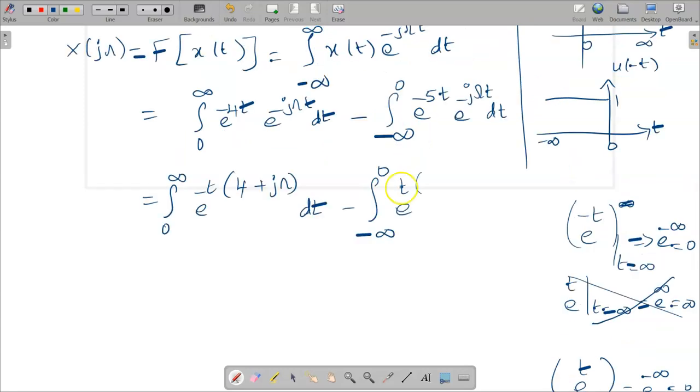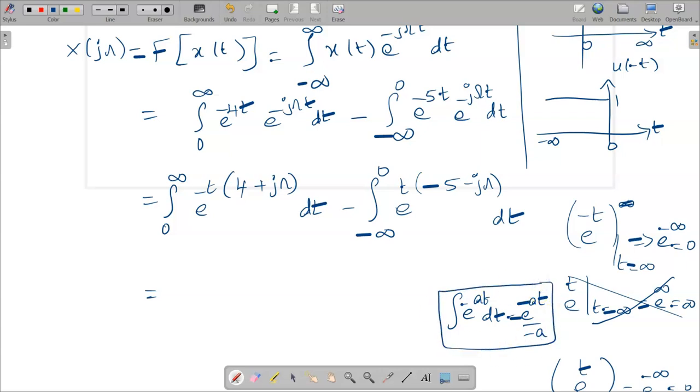So what happened when you take e power t outside? This term becomes minus 5. This term becomes minus j omega dt. Okay, so now apply the integration formula. What is the integration of e power minus at dt? It is e power minus at divided by minus a. Okay, so this is the formula.